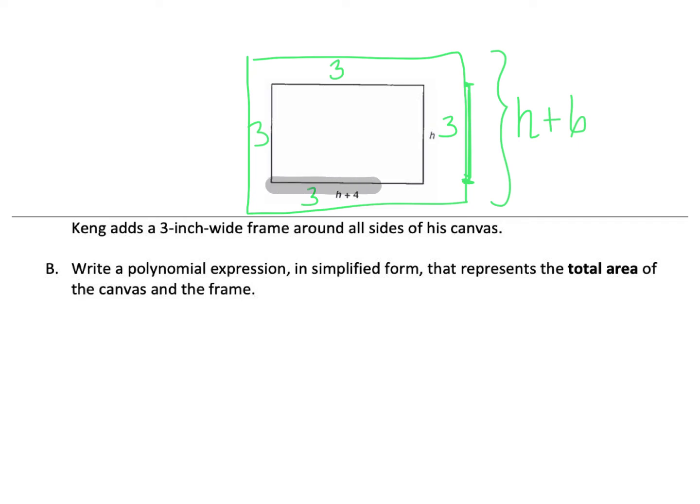And then this side here was h plus 4, but now it's picking up 3 inches on this side and 3 inches on this side, so it's going to be h plus 6 total more, which would be h plus 10 for my new dimension, because it was plus 4. So now we're going to find the new total area. So length times width again.